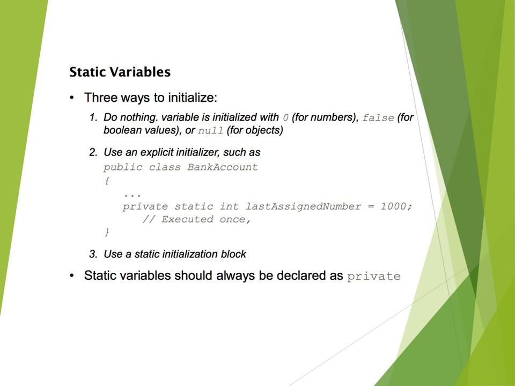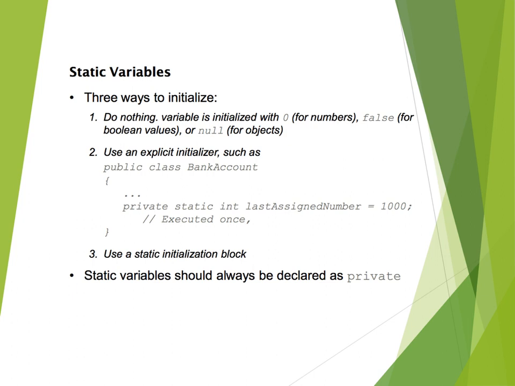And then another way of initializing it is to use an explicit initializer inside the body of the class. This is the example of the second way, which we saw before in the previous slides. You simply say lastAssignedNumber is equal to 1000 inside the body of the class. And the third way of initializing a static variable is using a static initialization block. We'll talk about the static blocks later.